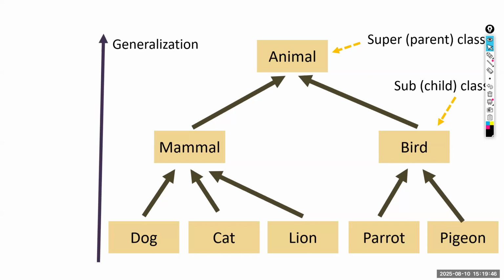When you look from bottom to top, you call it generalization. Mammal is a general case of dogs, cats, and lions. Animal is a general case of mammals, birds, and so on. If you look at it from top to bottom, we can call it specialization. Mammal is a special case of animal. Dog is a special case of a mammal.